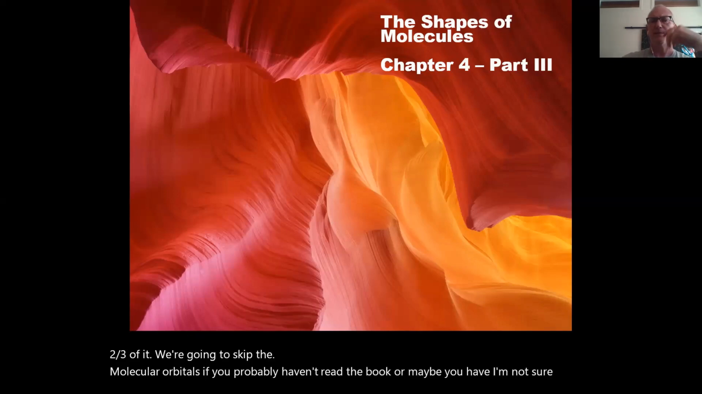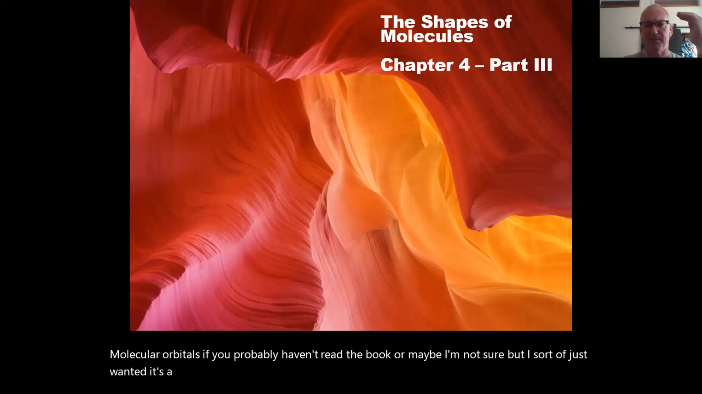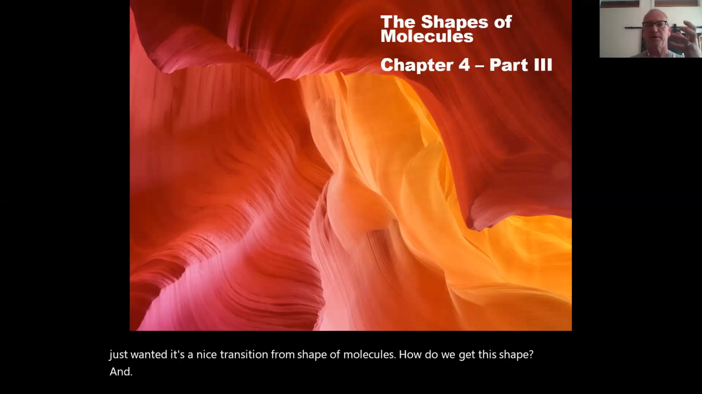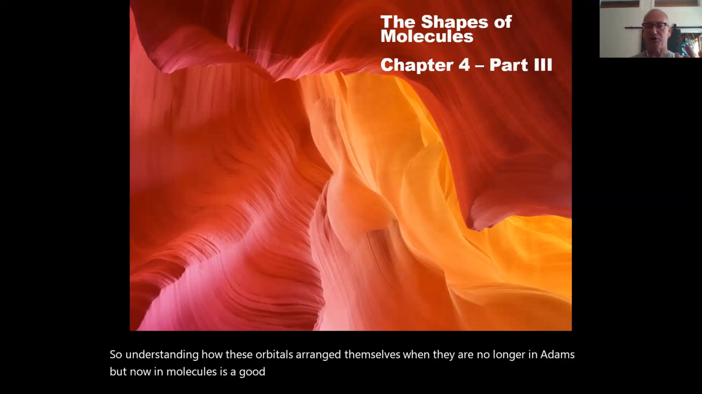I sort of just want to, it's a nice transition from shape of molecules. How do we get this shape? Understanding how these orbitals arrange themselves when they're no longer in atoms, but now in molecules, is a good way to understand how these shapes occur.